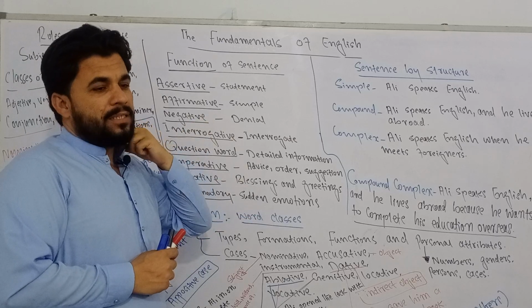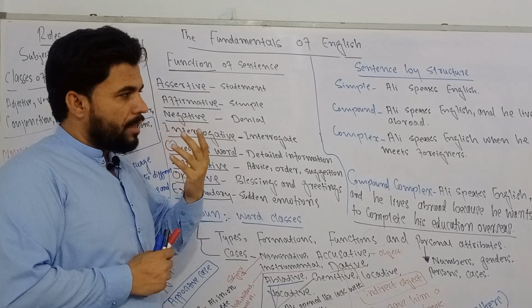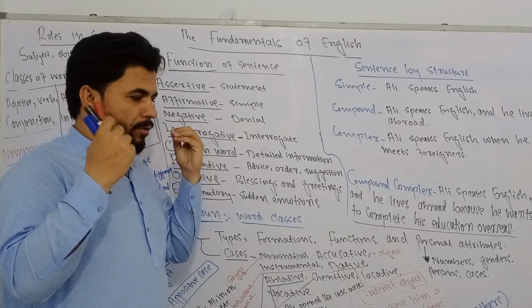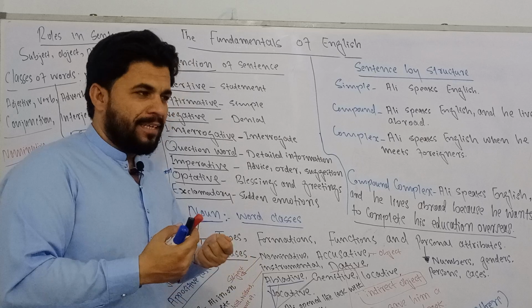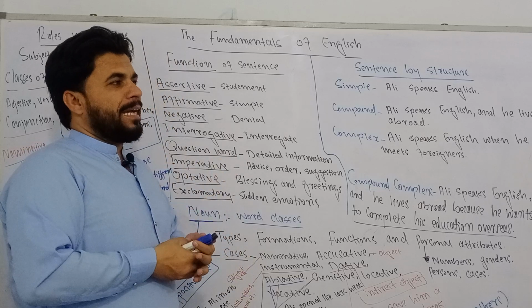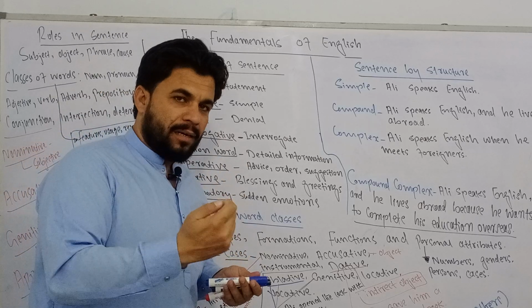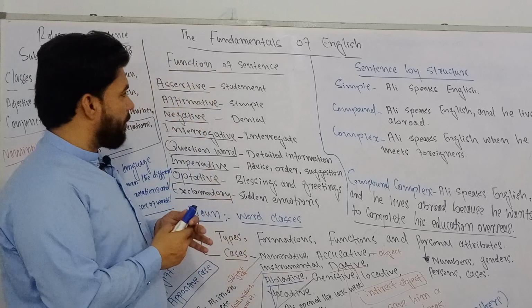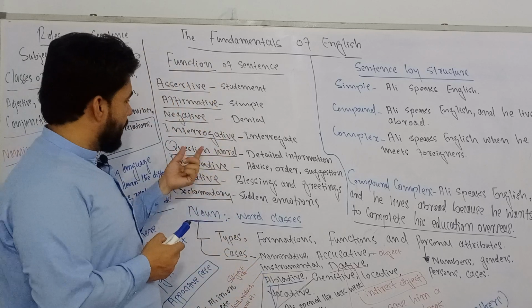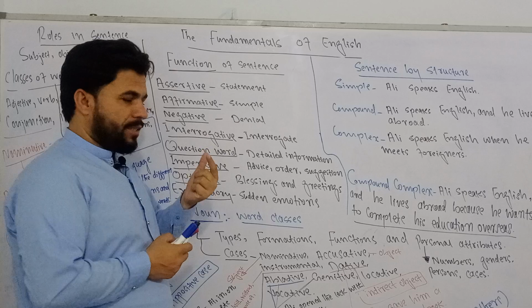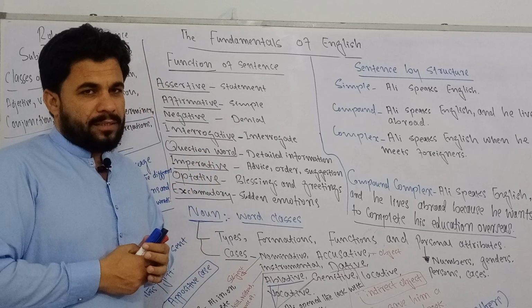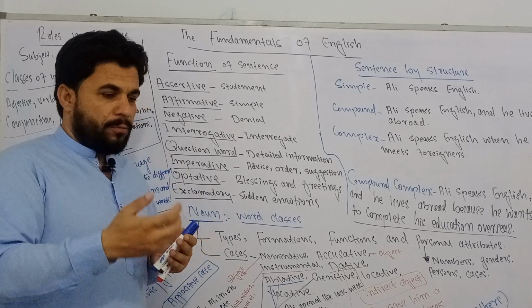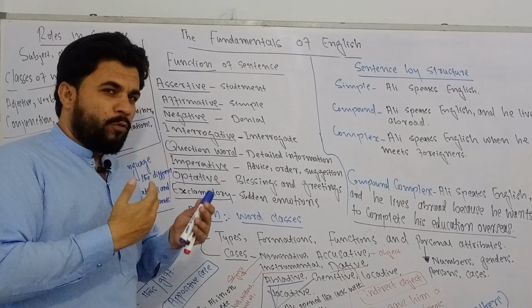Now, a negative sentence is when you put auxiliaries or helping verbs in a simple sentence in order to convey the sense of denial or the sense of negation. So that becomes a negative sentence. And then we have interrogative sentence. Now, in a question sentence or interrogative sentence, you put the auxiliaries before the subject.